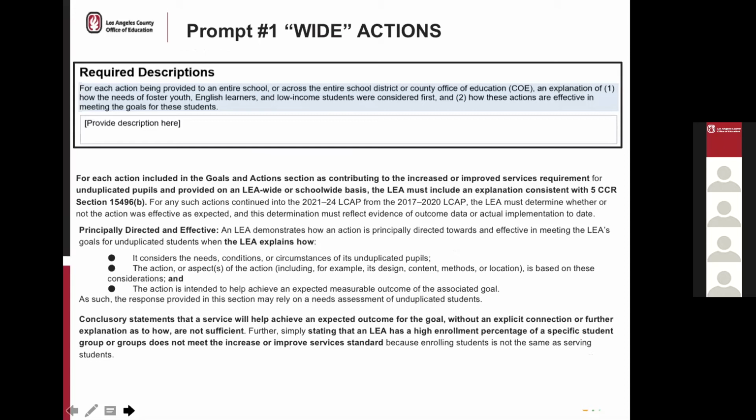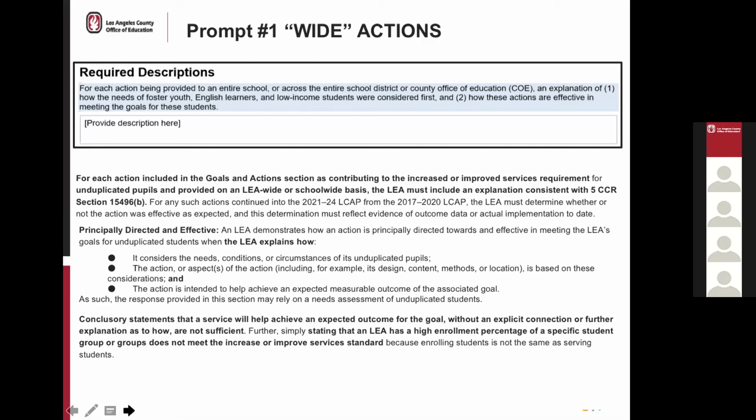So this first prompt, there's 2 description prompts in this section. And this first prompt connects directly to the actions the LEA has identified as contributing to the increased or improved services requirement in the goals and actions section, and that will be provided either to an entire school or across the entire LEA. There is often confusion about the descriptions required in this section, and some of that may come from only responding to the broad ideas in the prompt and not the specificity in the instructions.